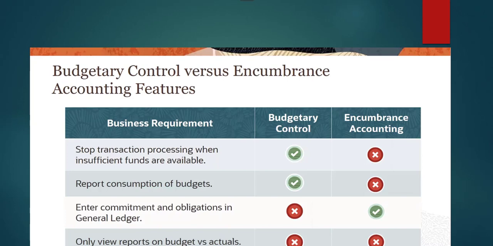If you need real-time spending controls on transaction amounts and you want general ledger journals or balances for purchase orders and requisitions, then you are going to implement both budgetary control and encumbrance accounting. And as I said, neither of them if you only need to report budget versus actual expenditures periodically. There is no need to implement any of them. You can just use general ledger for your budget to actual reporting.